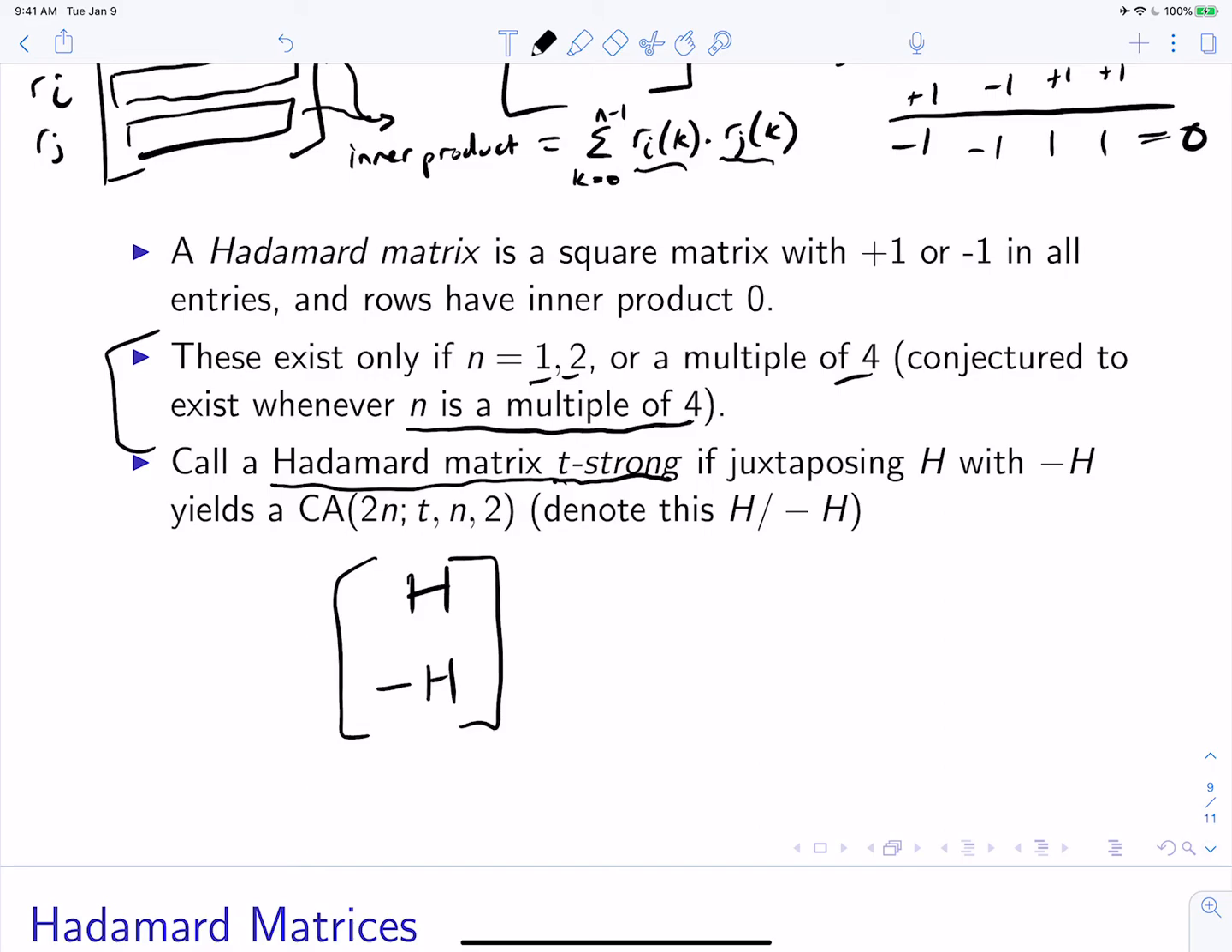So the number of columns is always n because we're just juxtaposing it vertically, and we had n columns before. We have two values because we have +1 and -1. We have 2n rows because we had n rows to start with, but now we have 2 of them, so it's 2 times that. And I should say -H means we're going to take +1 and replace it with -1 from the original array.